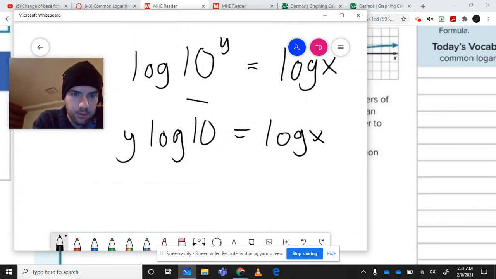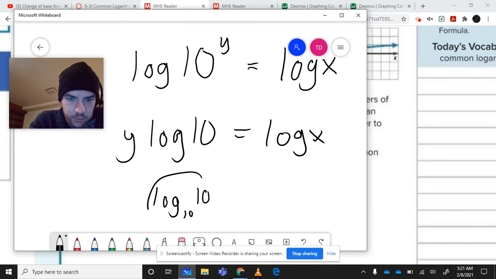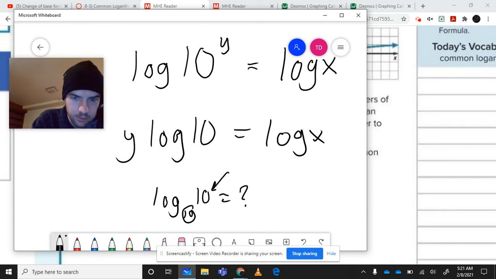Once we're here, this section, if we just look at that in isolation, log with an implied base of 10. Well, what's the solution? This is saying 10 to what power equals 10? Well, it's to the first power. So log of 10 is just 1.